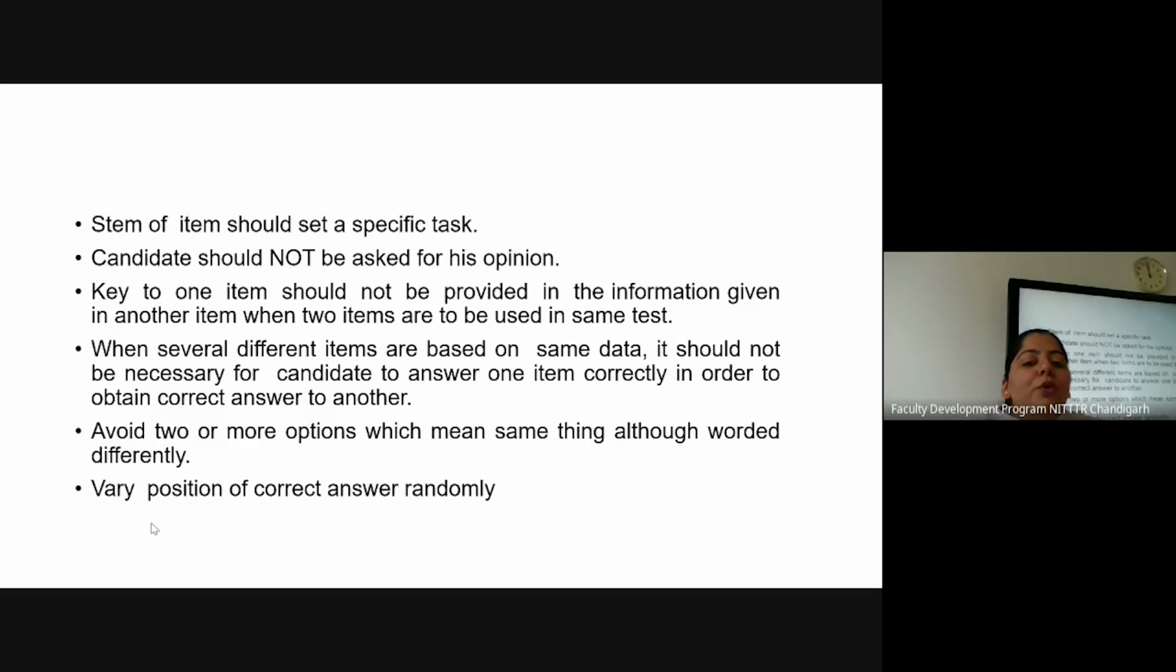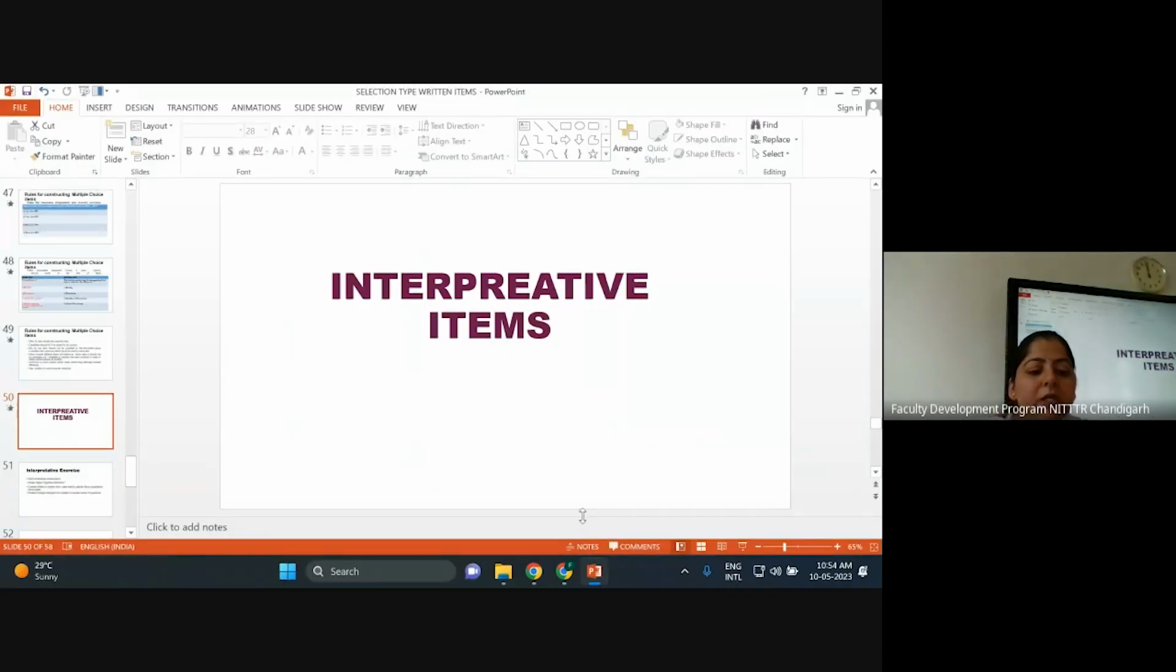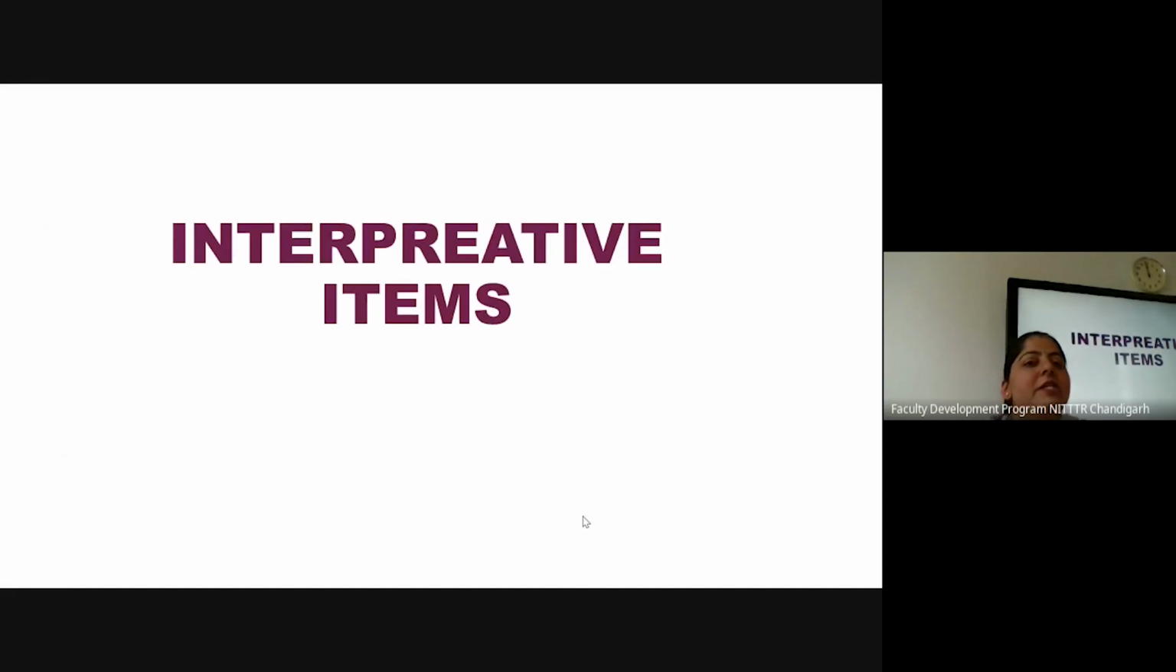Avoid 2 or more options which mean the same thing although worded differently. That also need not be there. Vary the position of the correct answer randomly. तो जैसे हमने alternate choice items में random pattern को follow किया था, in MCQs also there must be a random pattern. So the third type of items that we are going to discuss in this particular session is interpretive items.